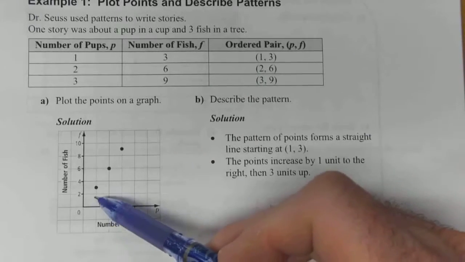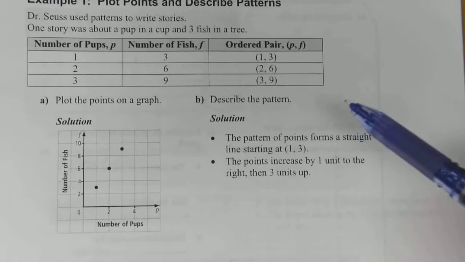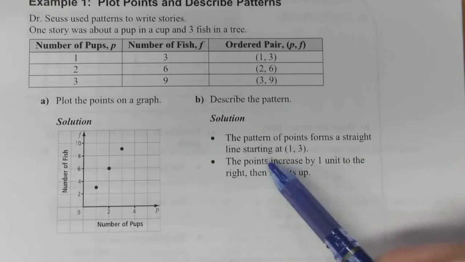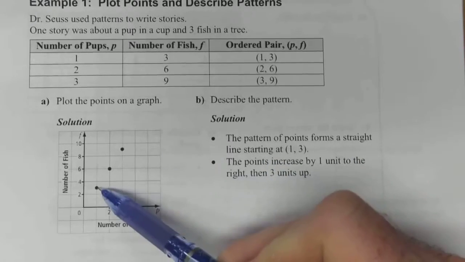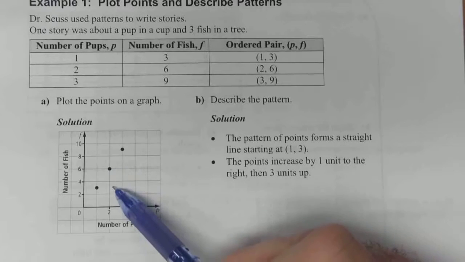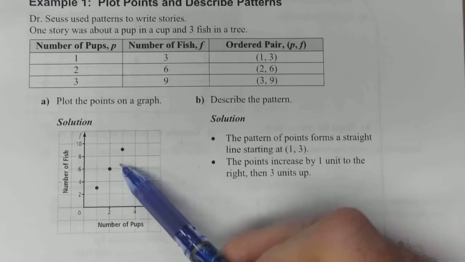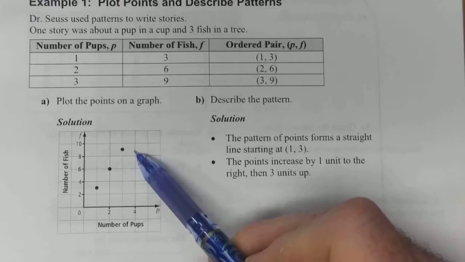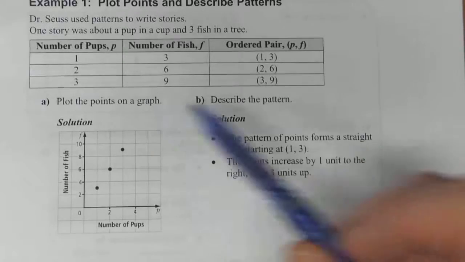Now, once you've got 3 points, you will notice that it is starting to form a straight line. And that line starts at this point. And as you move over 1 to the right, you're moving from 3 up to 6, so it's going up 3. So over 1, up 3. The next one would be over 1, up 3, over 1, up 3.